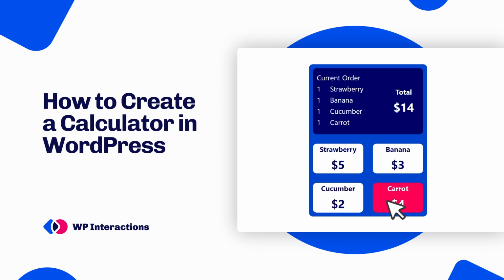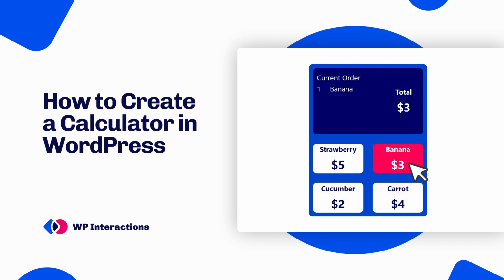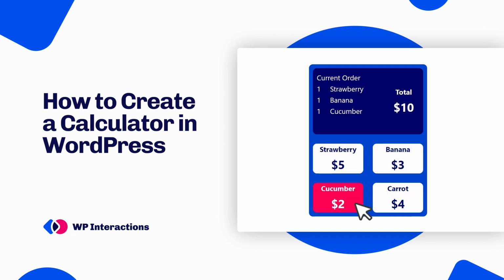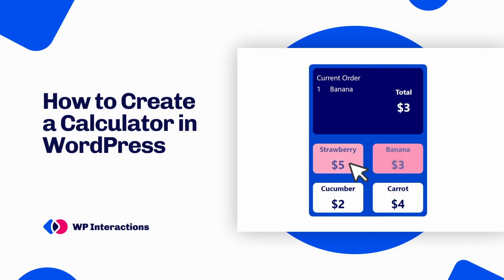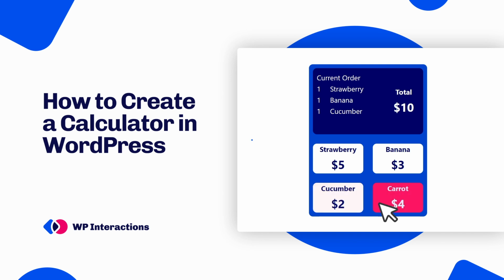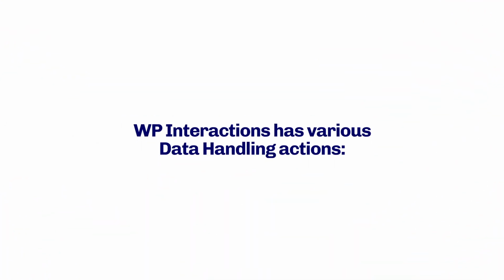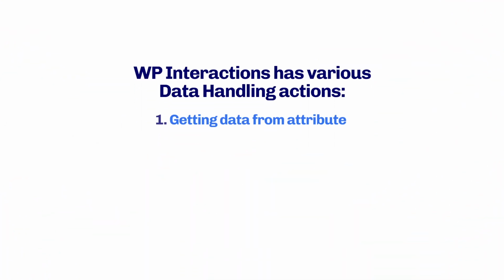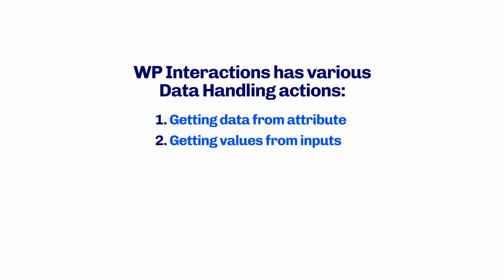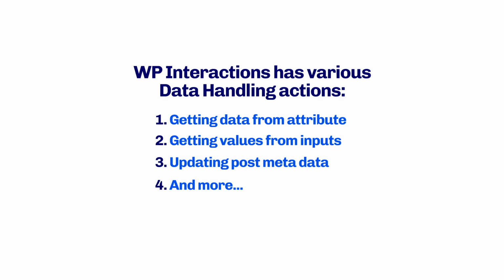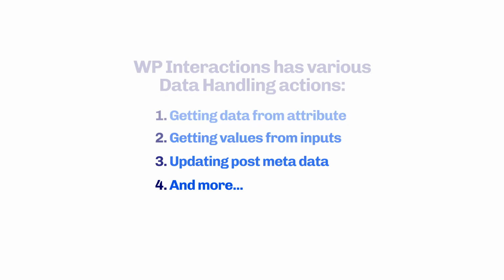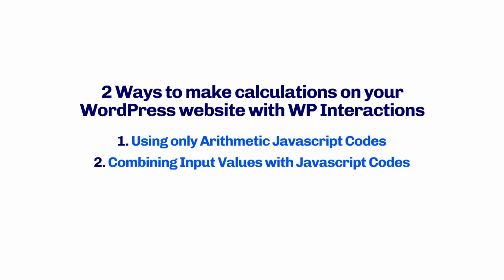In this video, you will learn how to use WP Interactions to make calculations on your WordPress website. There are various website use cases that would need calculations, like a simple interest calculator or unit conversions. WP Interactions comes with various data handling actions such as getting data from an attribute, getting values from inputs, updating post metadata, and more. You can use these to make functional interactions on your website. But for now, we will show you two ways to make calculations on your WordPress website using WP Interactions.